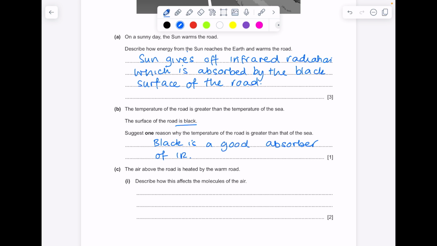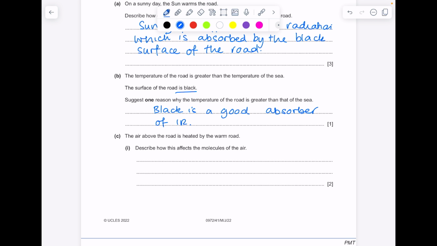The air above the road is heated by the warm road. Describe how this affects the molecules in the air. Well, those molecules will move faster and gain kinetic energy. Therefore, moving further apart and becoming less dense.